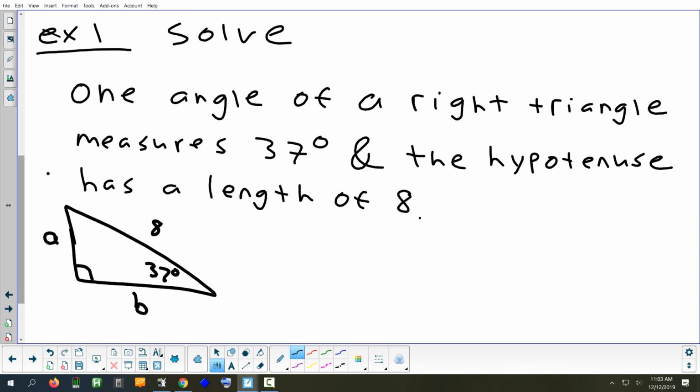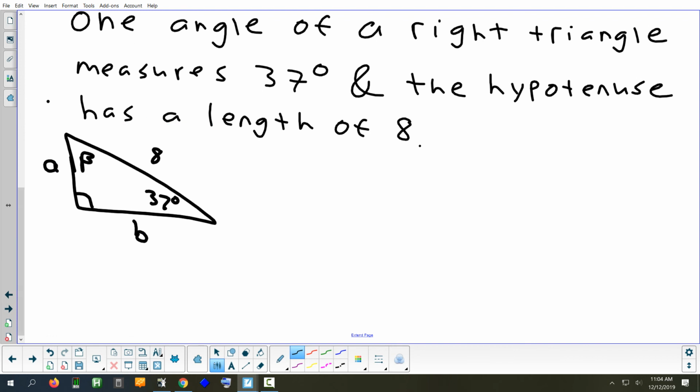Now, the angle that's across from A is always what? Alpha. The one across from B? Beta. And the side across from the right angle is side what? C, the hypotenuse. So I'm going to write that information down. So I'm going to make a table. I'm going to put all three sides. I'm going to put all three angles.